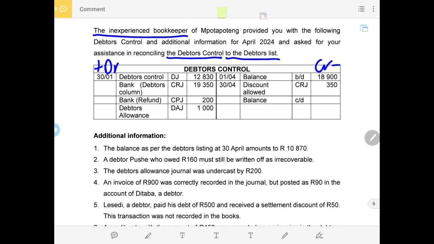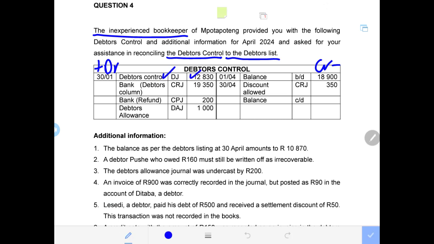Please use the same principle when you do creditors reconciliation, when you reconcile creditors control with the list of creditors. I did not emphasize the analysis of each transaction in the ledger account in the creditors control in one of the recordings that I've done. But the last one, I will emphasize it. Now, we are done with this one.